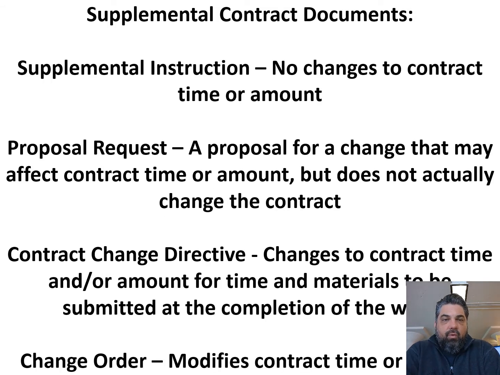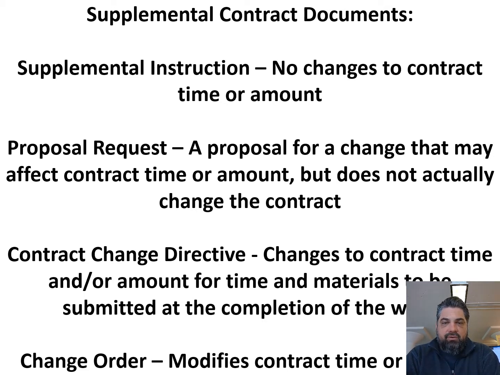So what do these changes look like in terms of the actual documents? There's 4 main documents that I want you to know. First one is a supplemental instruction. Okay, this is really additional information for the contractor, and there are no changes. The result of this information does not change the contract time or the contract amount, right?